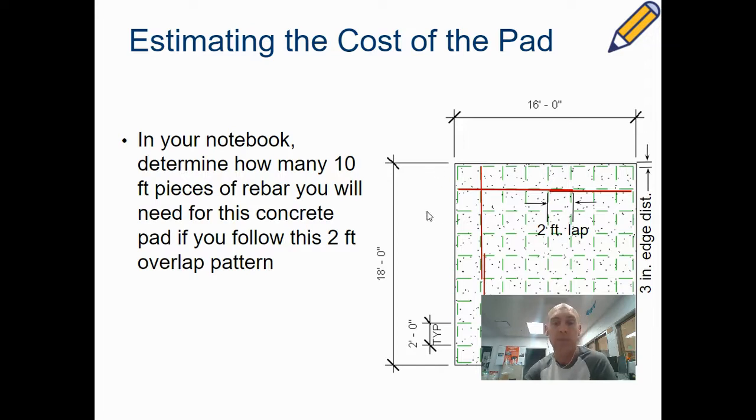So count how many rows you get. Please pause this right now. 3, 2, 1. Pause and calculate how many you need. Did you pause it? Let's see what you got.